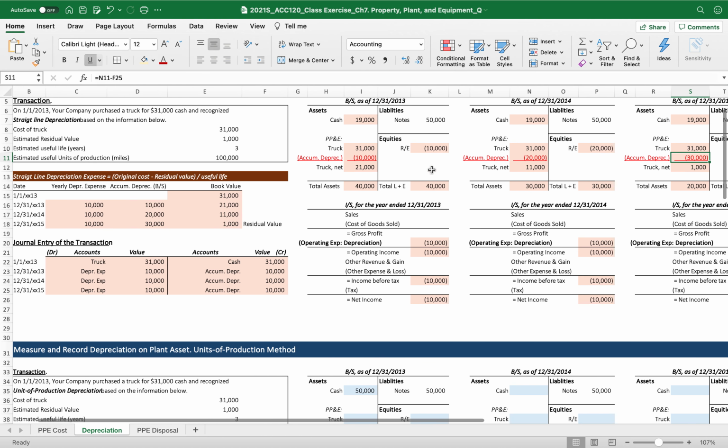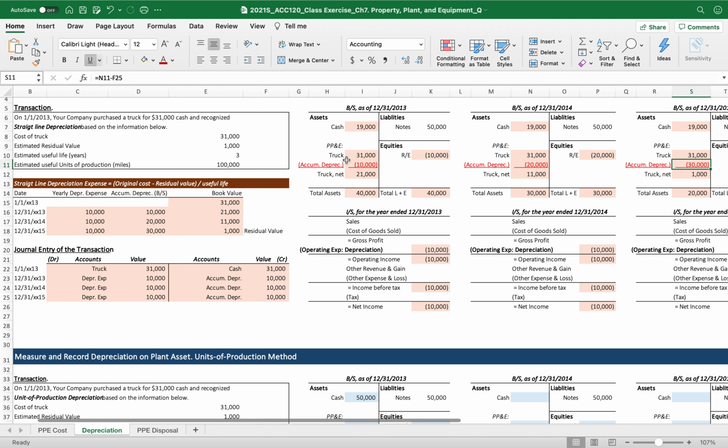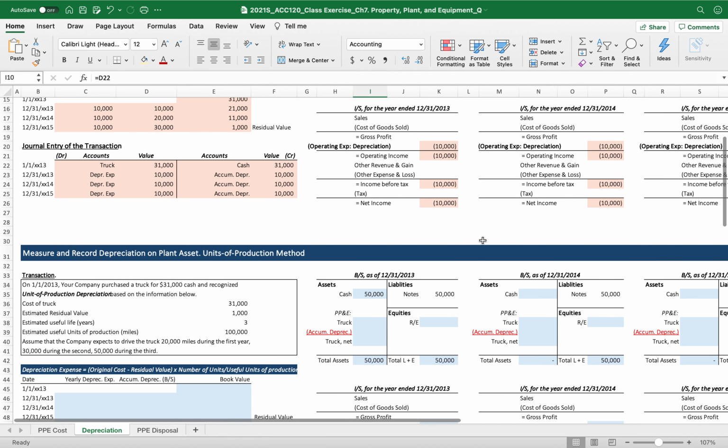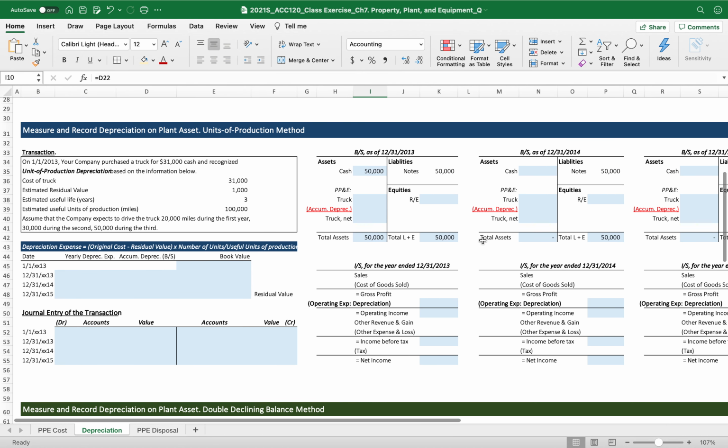Okay, so this is how we allocated the truck original cost $31,000 throughout the useful life with this straight-line cost allocation method.